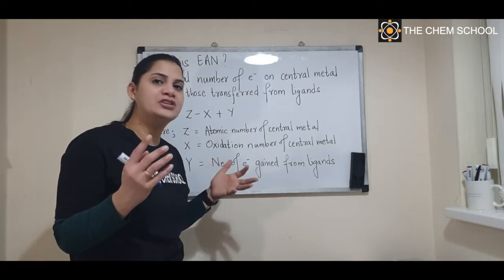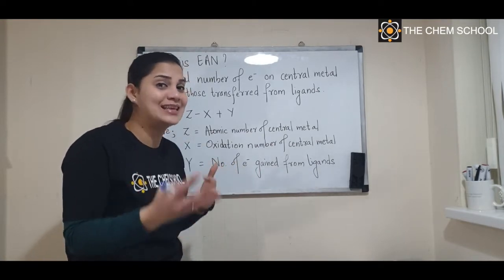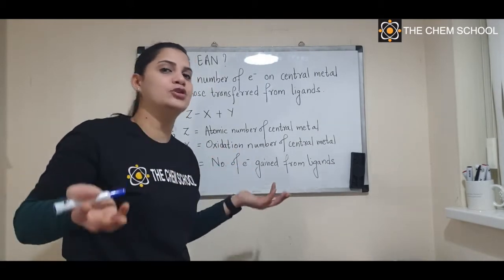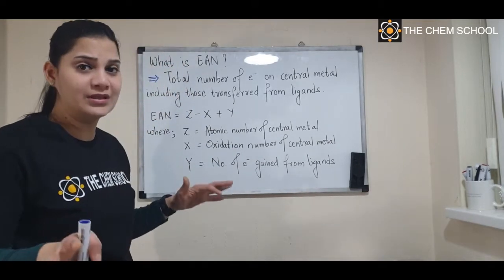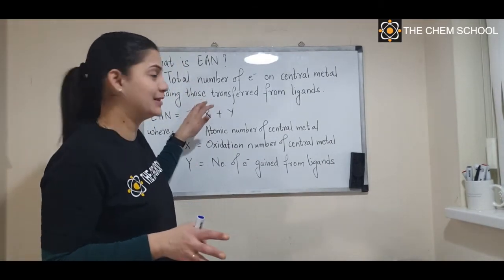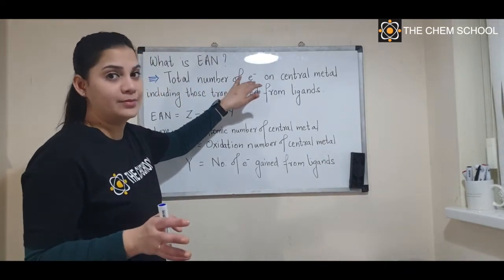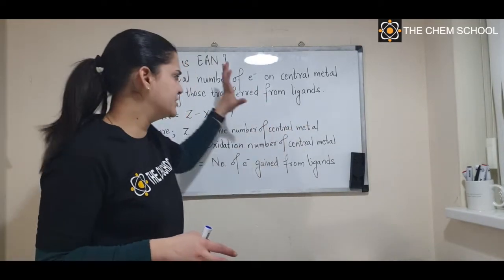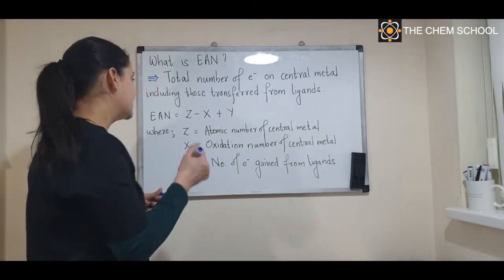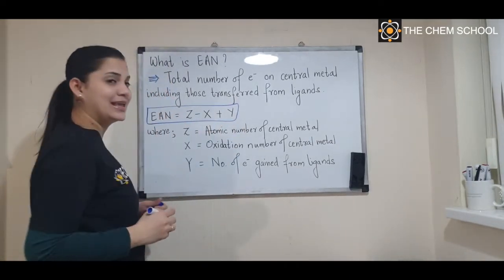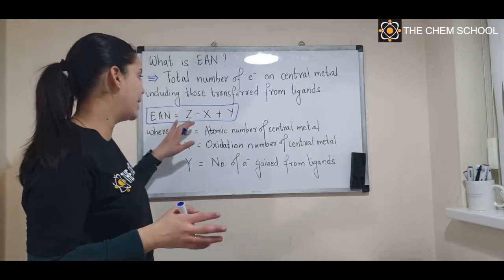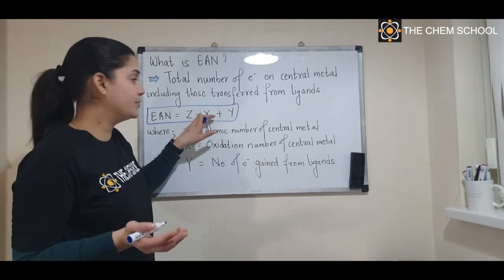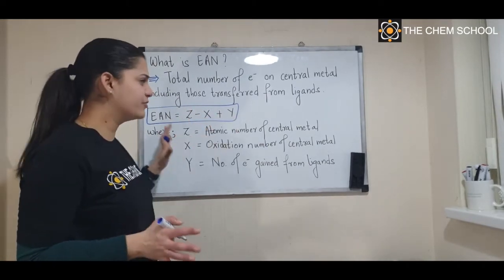Why? Because if the coordination number of the central metal is 6, then how many electrons might it have gained? It is going to be double. If the number of bonds is 6, then the number of electrons is going to be double of it. So with this we come up with the definition of EAN, which is the total number of electrons on the central metal, including those transferred from the ligands. I hope this is very simple and you can understand that. Once again, try to recollect the formula: the EAN, or effective atomic number rule, is given by Z minus X plus Y. This is atomic number minus oxidation number plus number of electrons from your ligands. So this is very simple, okay?